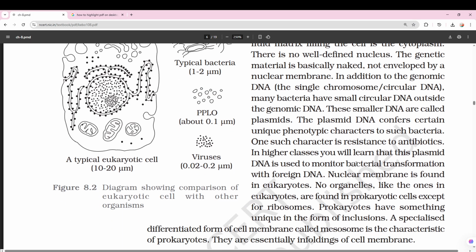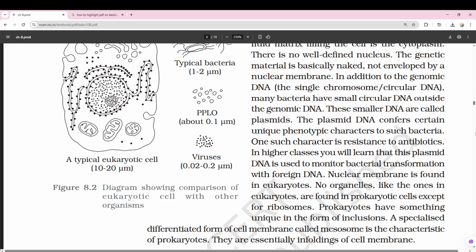In higher classes, you will learn that this plasmid DNA is used to monitor bacterial transformation with foreign DNA. Nuclear membrane is found in eukaryotes. No organelles like the ones in eukaryotes are found in prokaryotic cells except for ribosomes.